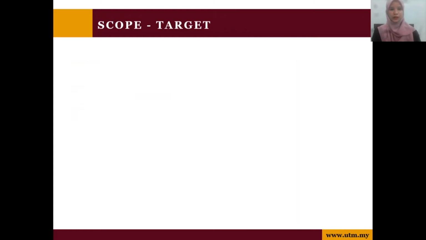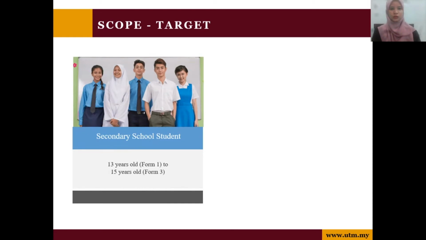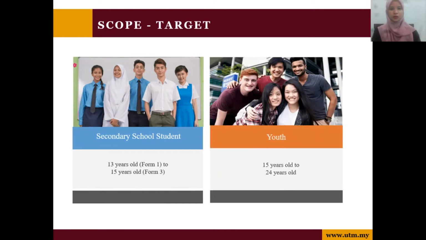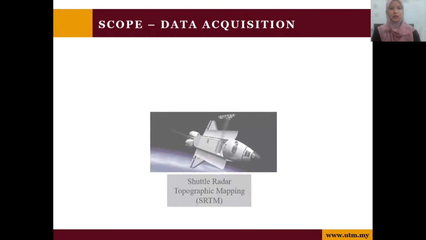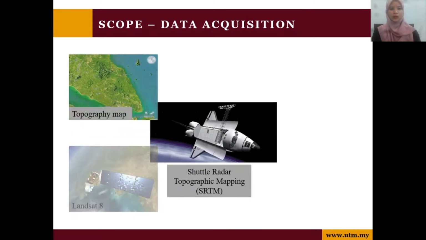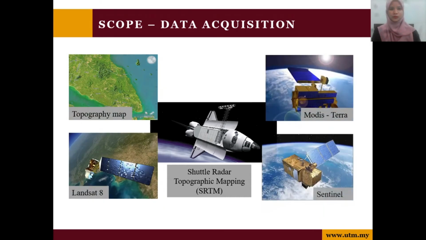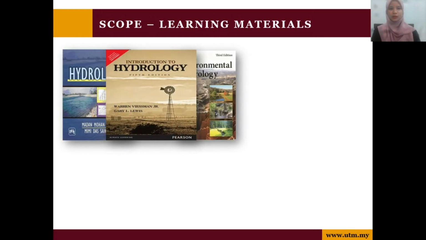Next, the target refers to two types of pupils, which are secondary school students in the range of 13 to 15 years old and also youths in the range of 15 to 24 years old. For data acquisition, this research uses satellite data, for instance, Shuttle Radar Topography Mission, topography map, Landsat 8, MODIS Terra, and also Sentinel.